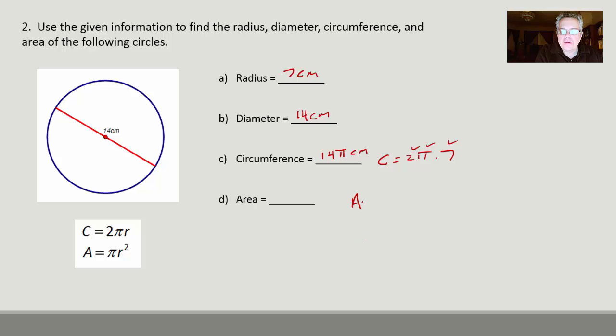Okay, area is pi times radius squared. 7 squared is 49 times pi still. Again, we can always find the decimal. And this is centimeters squared. We're going to have plenty of decimals in what's coming. All right, easy. So if I give you radius or diameter, no problem.